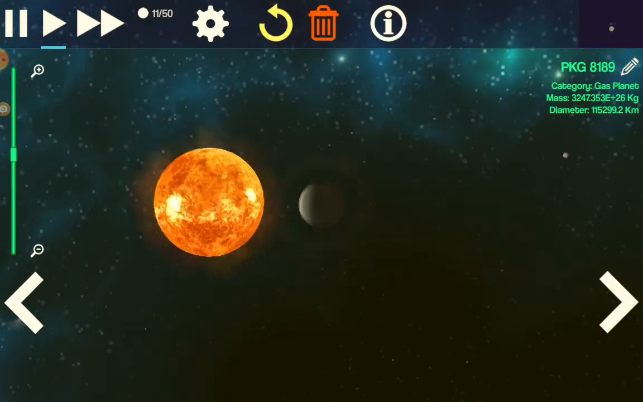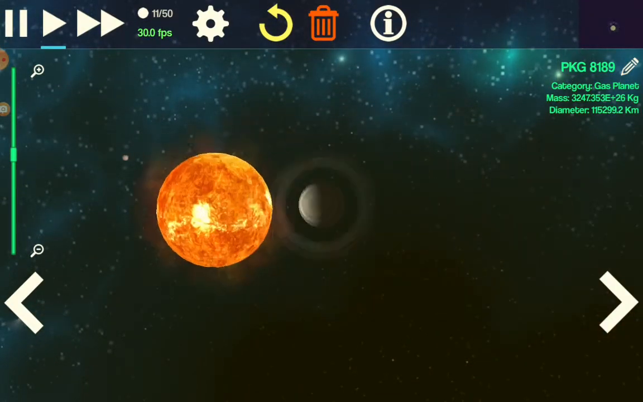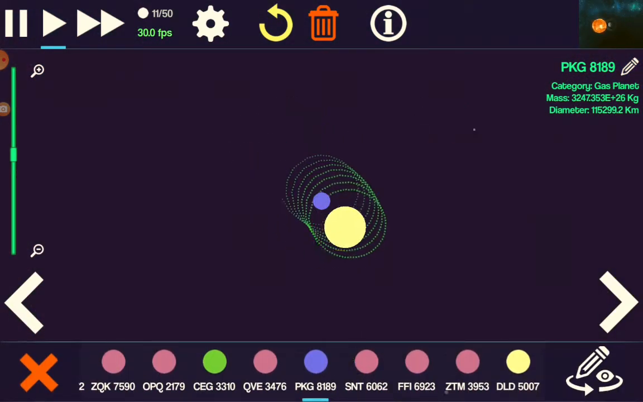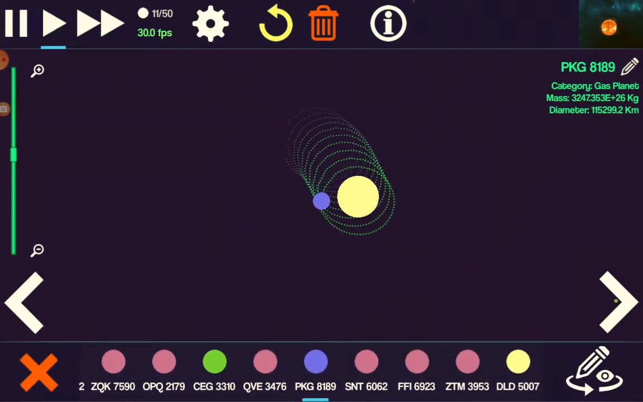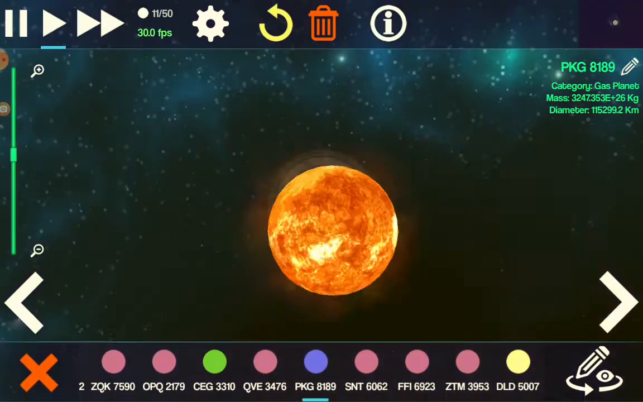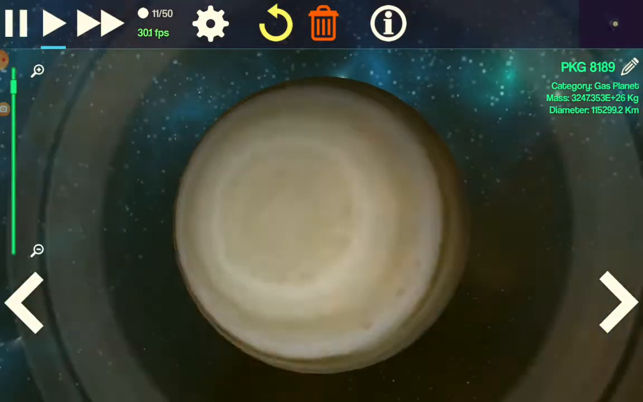It's almost like you can compare it to the size of a star, okay? You know, it's on its way to being a brown dwarf in this game.